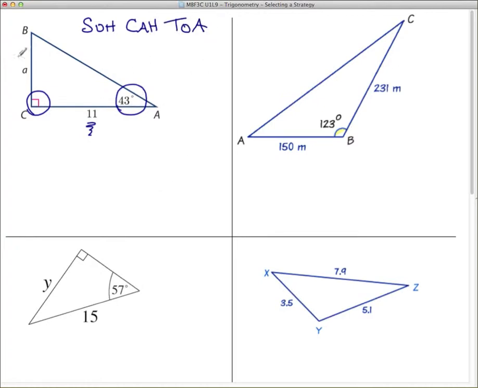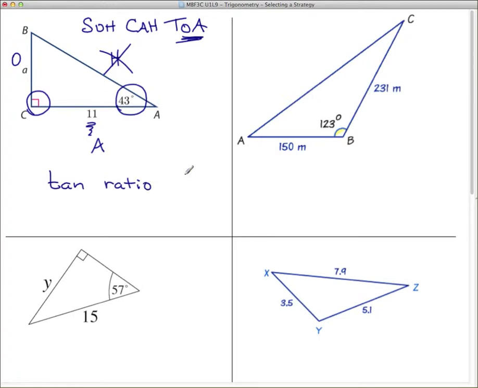So now I label the sides. This is opposite, this is adjacent, this is hypotenuse. And when I look at it, I do not need the hypotenuse, so it's the OA that is the issue. And when we're looking at OA, this, ladies and gentlemen, is the tan ratio.